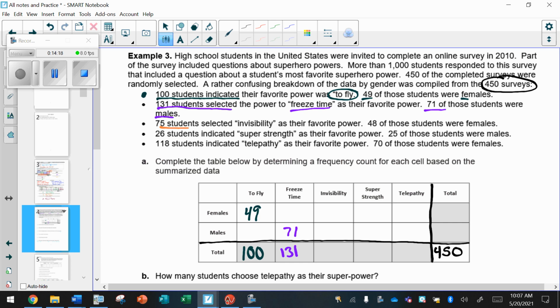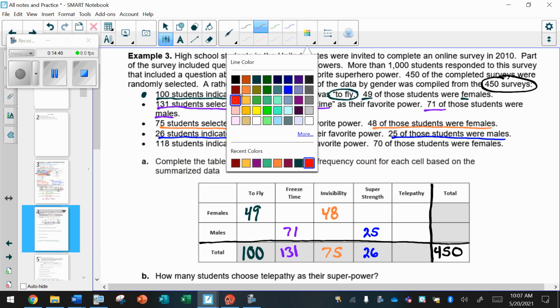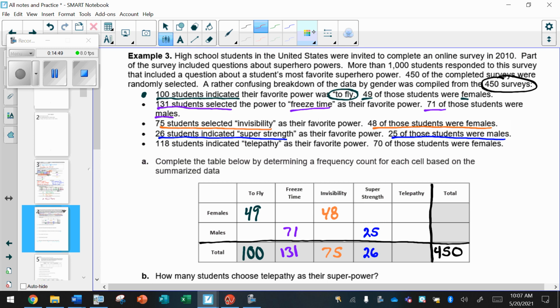75 students selected invisibility. 48 of those identified as female. And 26 students indicated super strength. 25 of those identified as male. 118 chose telepathy. That means being able to read minds. And 70 of those were female.